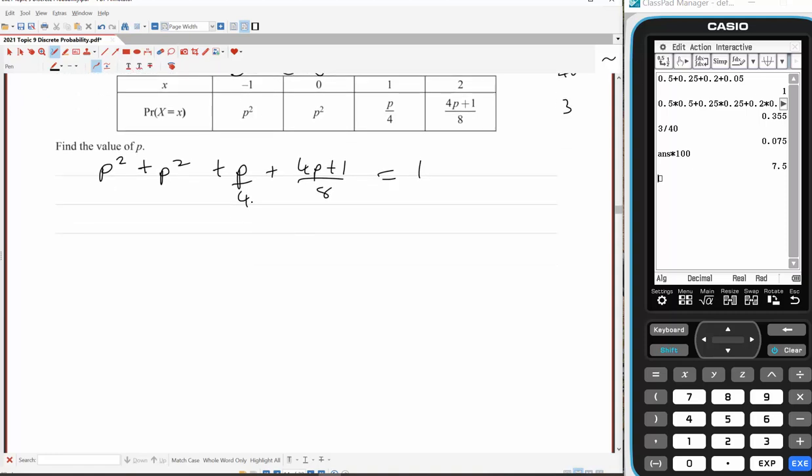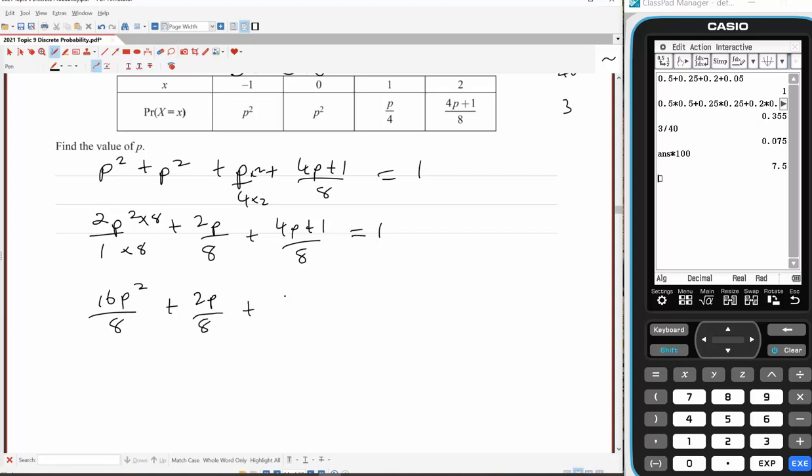Now let us put these all over 8. So I'm going to say that this is going to be, let's put them together, 2p squared plus, so times 2 times 2, 2p on 8 plus 4p plus 1 over 8 equals 1. Probably should have done this at the same time. So it's currently over 1 times 8 times 8. So we've got 16p squared over 8 plus 2p over 8 plus 4p plus 1 over 8 equals 1.